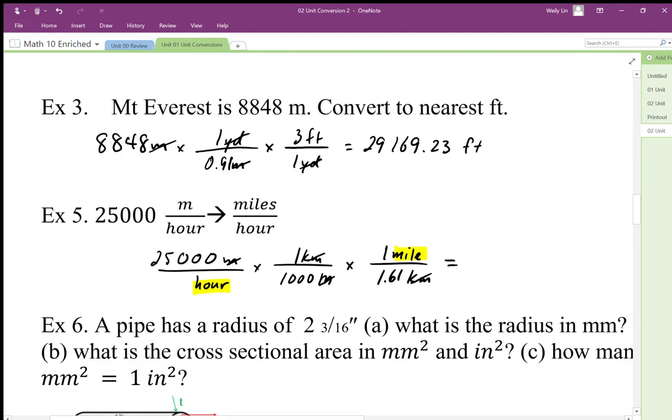So here I end up with 25,000 divided by 1,000 divided by 1.61, and I end up with 15.53 and my units are miles per hour. Okay, and really, in essence, since my denominator stays the same, I'm really just converting meters into miles. But this process allows us to convert not just the numerator, but it's going to allow us to convert the denominator as well.